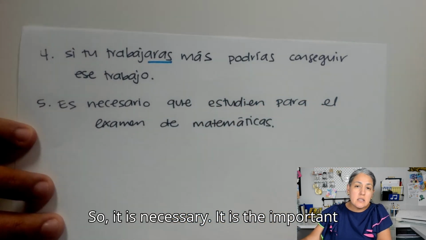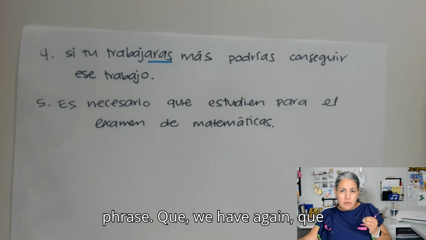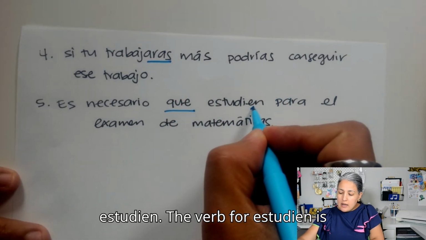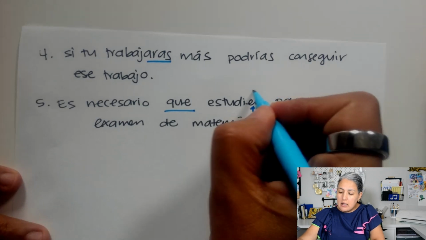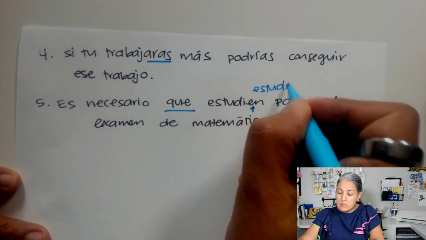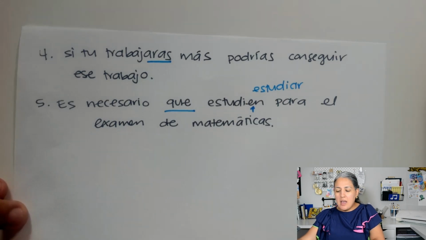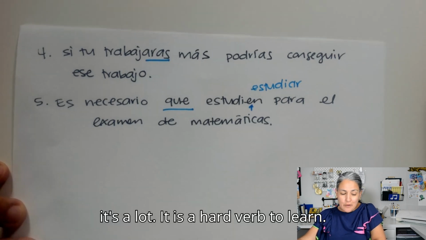So it is necessary. It is the important phrase. Que, we have again que. Estudien. The verb for estudien es estudiar. Para el examen de matemáticas. Yes? It's a lot. It is a hard verb to learn.